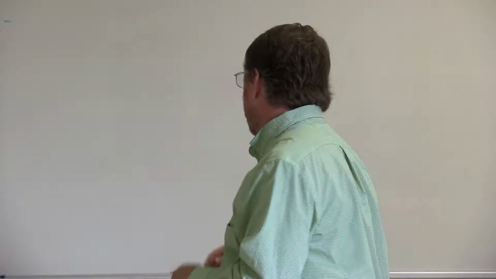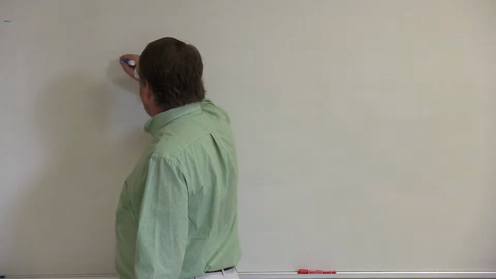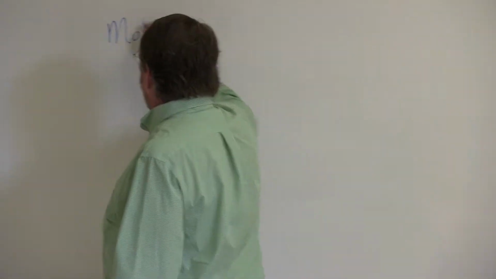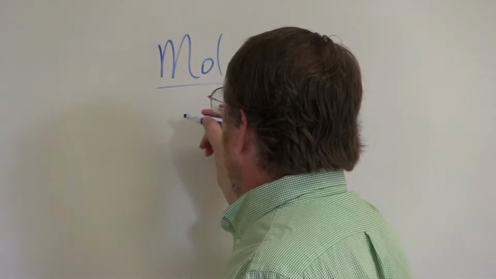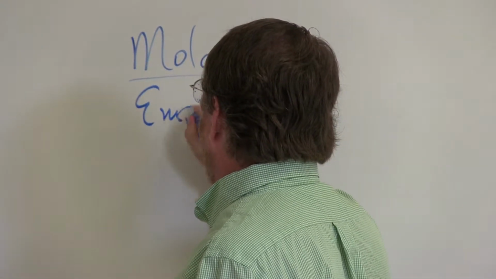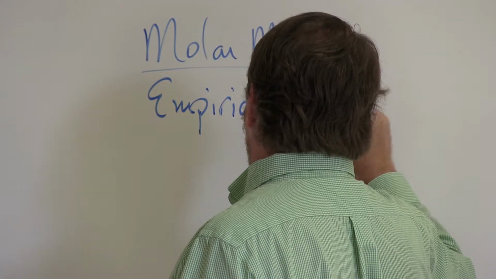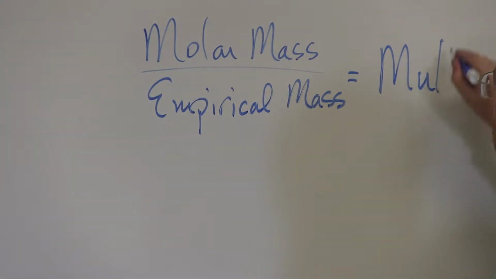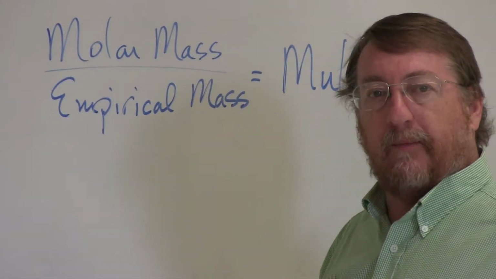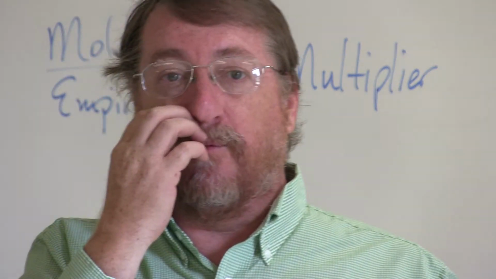Once we know the true weight, the relationship between the empirical formula's weight and the molecular formula's weight will be a whole number. So what we're looking for is the ratio of the molar mass to, and we'll just call this the empirical mass. That's going to give us a multiplier. And that multiplier, we can multiply our empirical formula subscripts by, and we will have the true molecular formula.